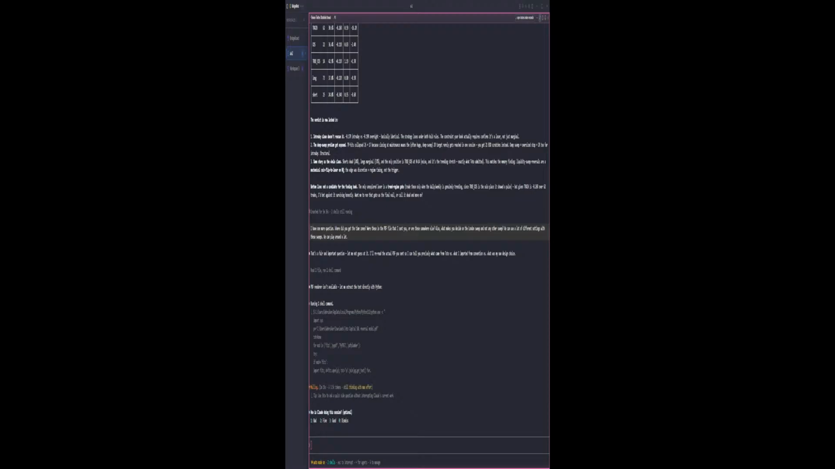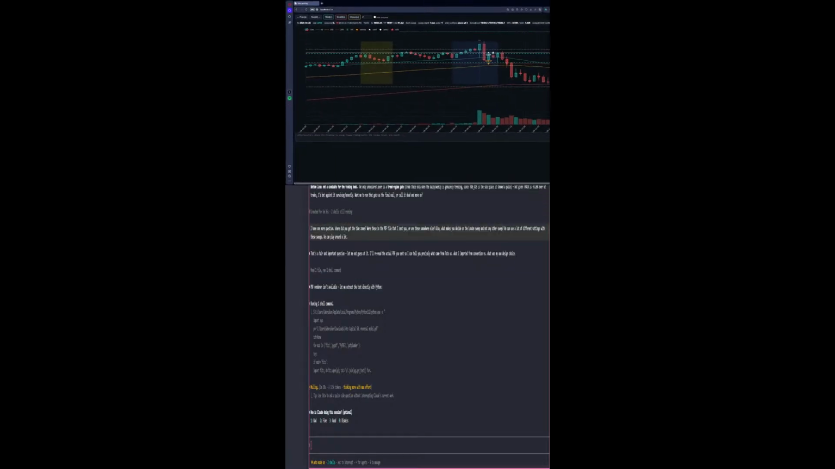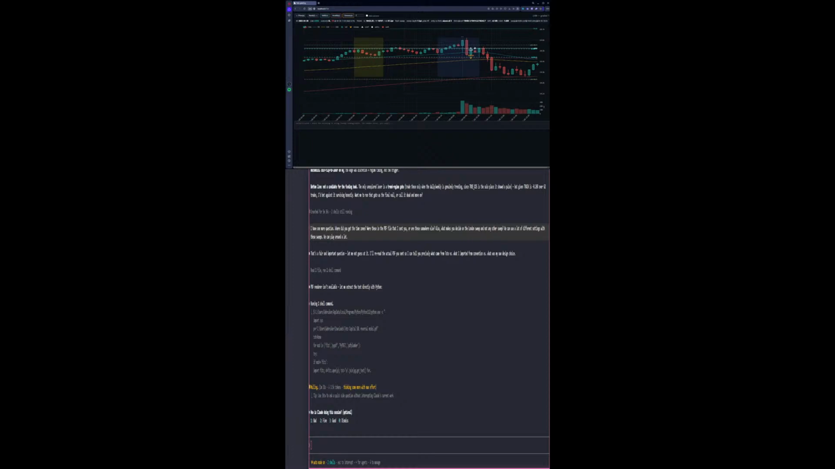I have no idea how to do this. I'll wait for this to return because this trade is not valid.